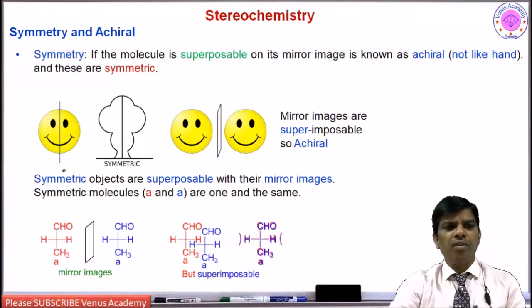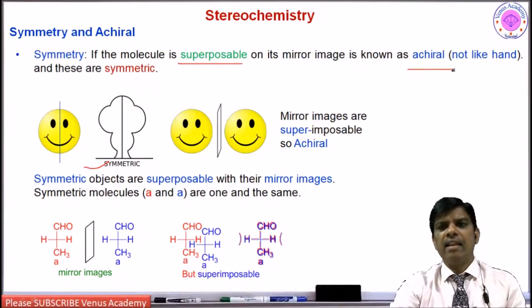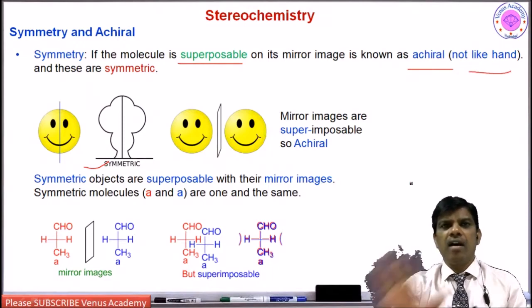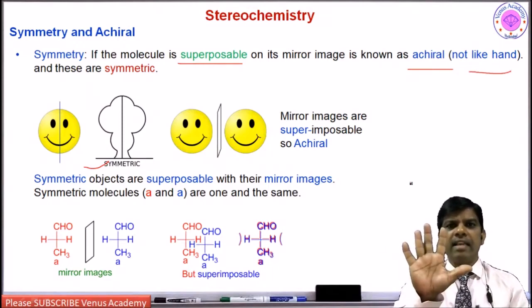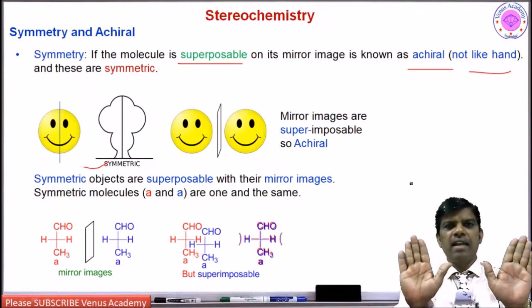If I cut to 2 halves, it is going to give 2 symmetrical objects. So this is some object with symmetry. If the molecule is superposable on its mirror image, it is known as achiral, not like a hand. Hand is chiral. So these two hands are chiral hands.